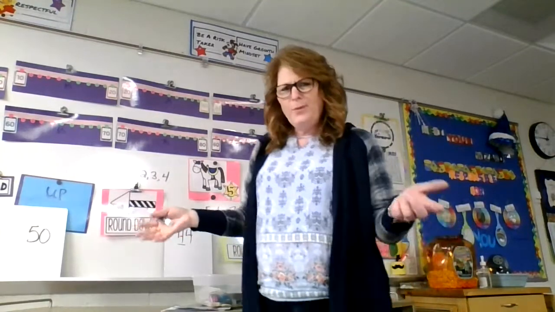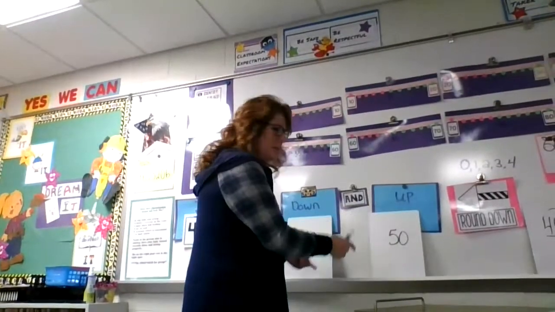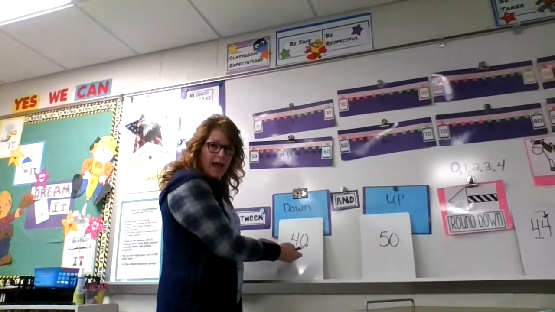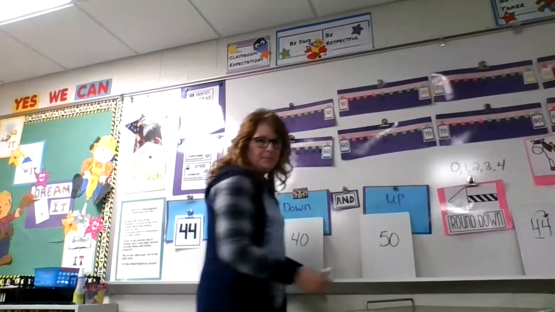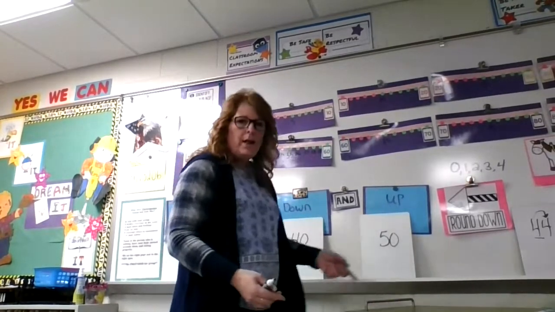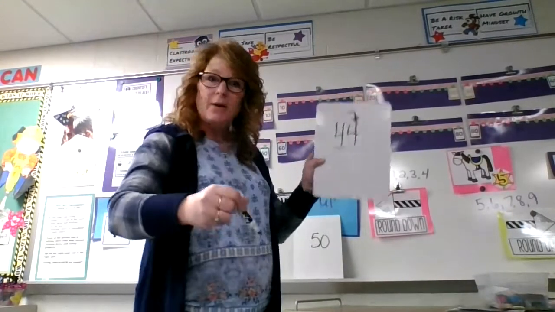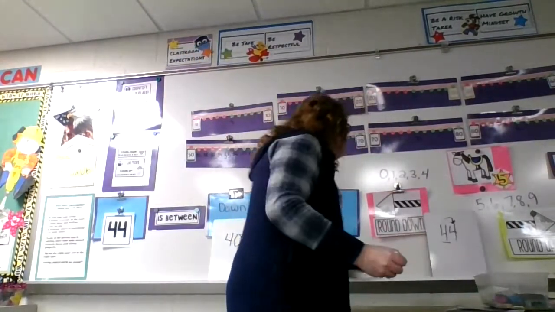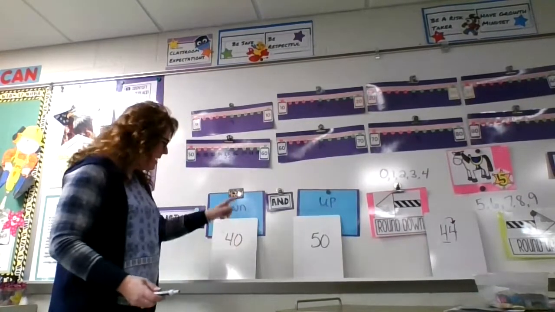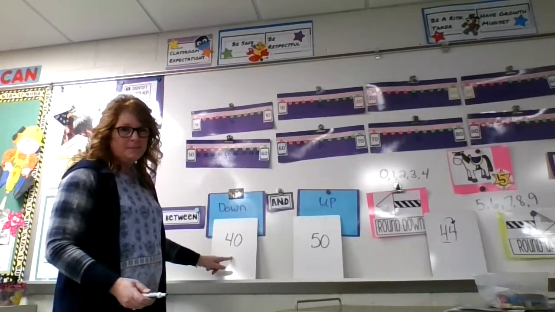Down and up? What do I mean, down and up? Turn this way. Right here? Well, this is the down 10, and this is the up 10. So, when I look at this 44, the 4 tells me to round down. Therefore, my final number is 40.